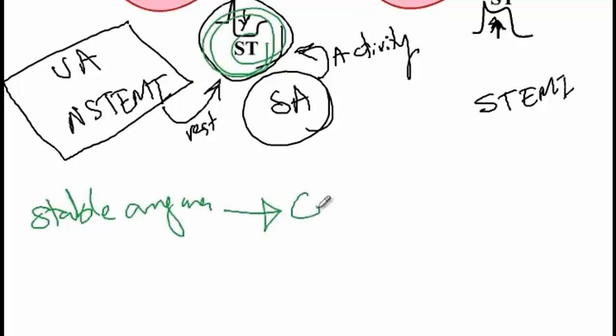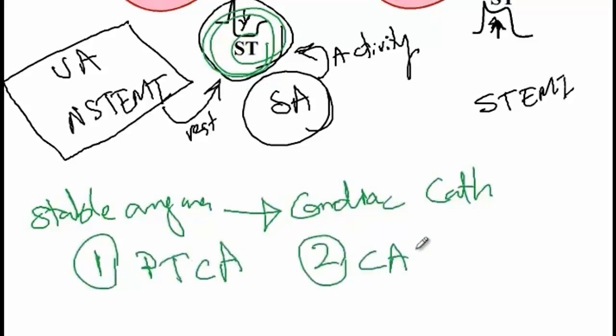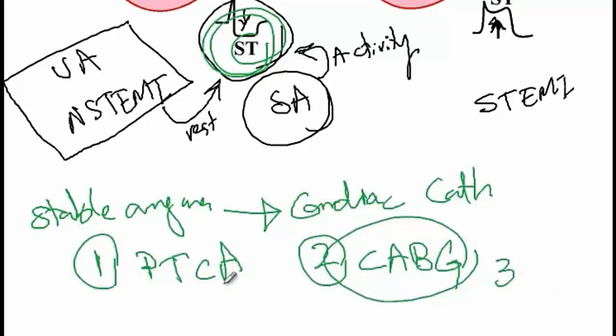is send them for cardiac catheterization. And so they can either undergo percutaneous transluminal coronary angioplasty or coronary artery bypass grafting. The CABG is usually used in patients with 3 or more artery diseases, while PTCA is for 1 or 2 artery diseases. So it's the less severe patients that are being treated with this condition.